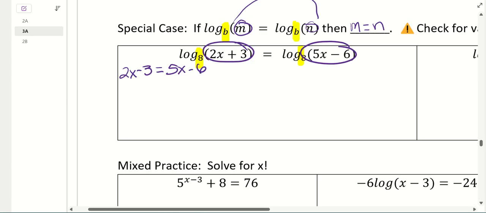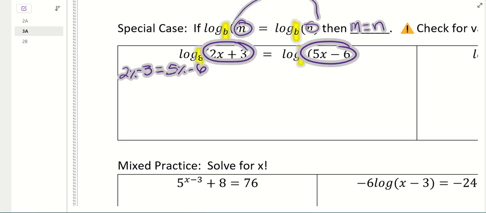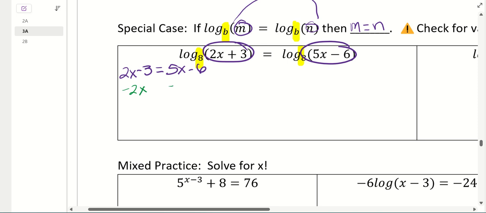So now that we know these are equal to each other, we can use algebra to solve. So we can subtract 2x from both sides. We'll have negative 3 is equal to 3x minus 6. Now we can add 6 to both sides. We can get 3x is equal to 3. So x is equal to 1.